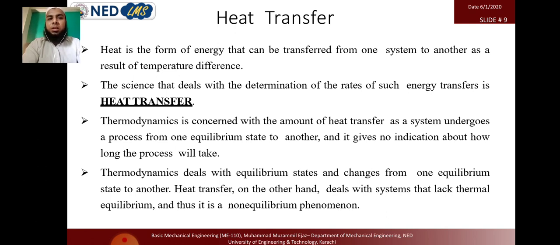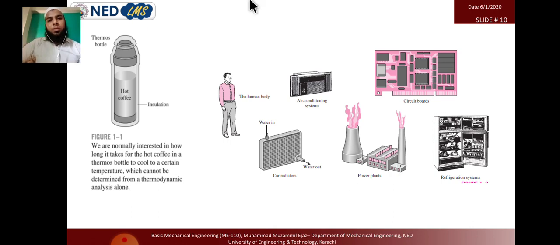Thermodynamics deals with change from one equilibrium state to another. Heat transfer, on the other hand, deals with systems that lack thermal equilibrium, and thus it is a non-equilibrium phenomenon. Heat continuously transfers from high temperature to lower temperature. For example, the human body temperature is around 37 degrees centigrade, and the ambient temperature surrounding us would be from 22 to 30 degrees centigrade. So there will be continuous heat transfer from our body to the air by different modes: conduction, convection, and radiation.